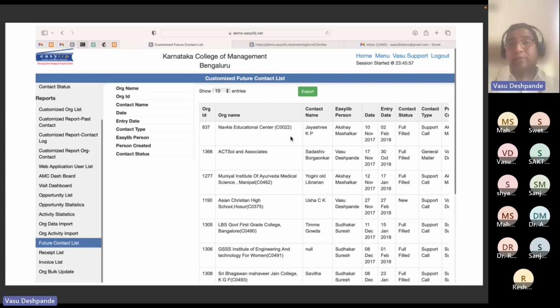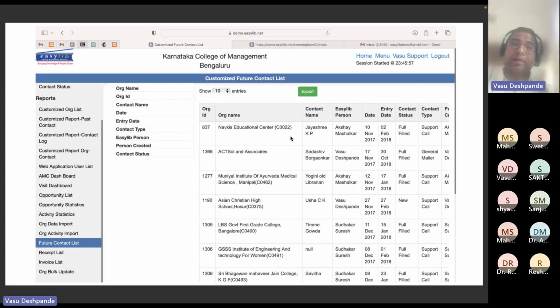Why I say student instead of the company and vice versa is that during the admissions process, you want to feed in the data of the students because you are in touch with the students. However, going forward, you want to feed in the data of the companies because you want to be in touch with those companies to increase your placement of the students. Whether it's a student or a company or a peer organization, this entire relationship can be maintained within the Easylib system.